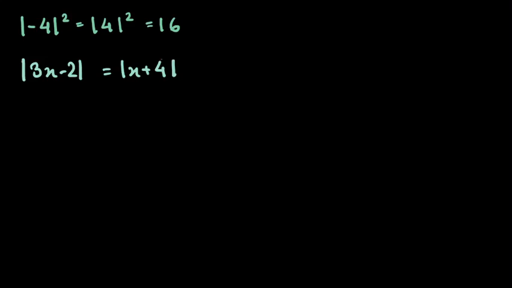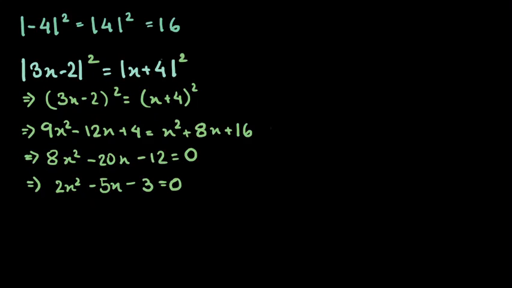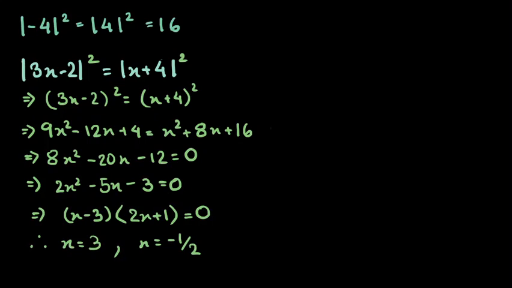We are presented with the modulus of 3x minus 2 is equal to the modulus of x plus 4. So trying to solve this, we can use the trick. We square both sides. And what we have remaining is 2x squared minus 5x minus 3 is equal to 0, which is a simple quadratic equation you can solve using the middle term break. We get the answers of x is equal to 3 and x is equal to minus half.